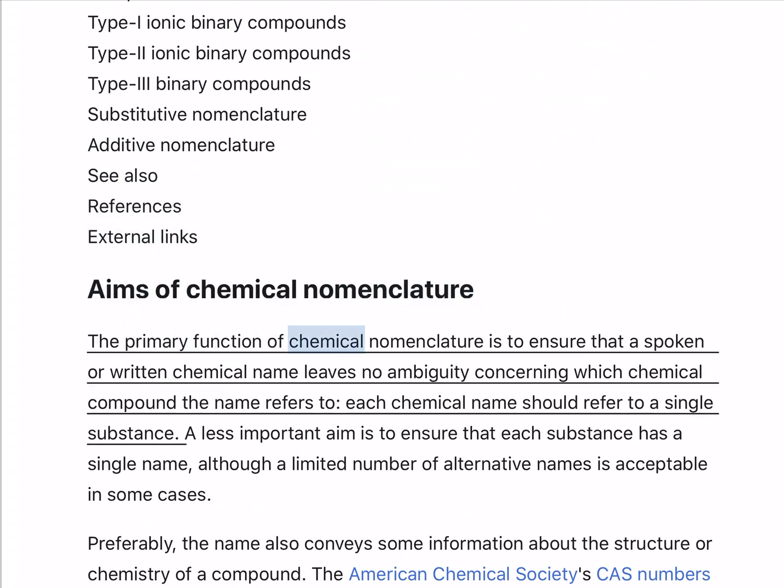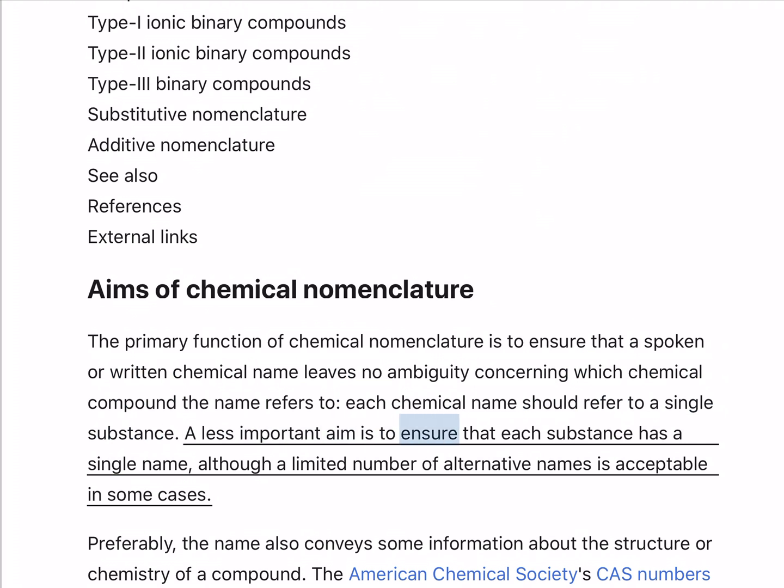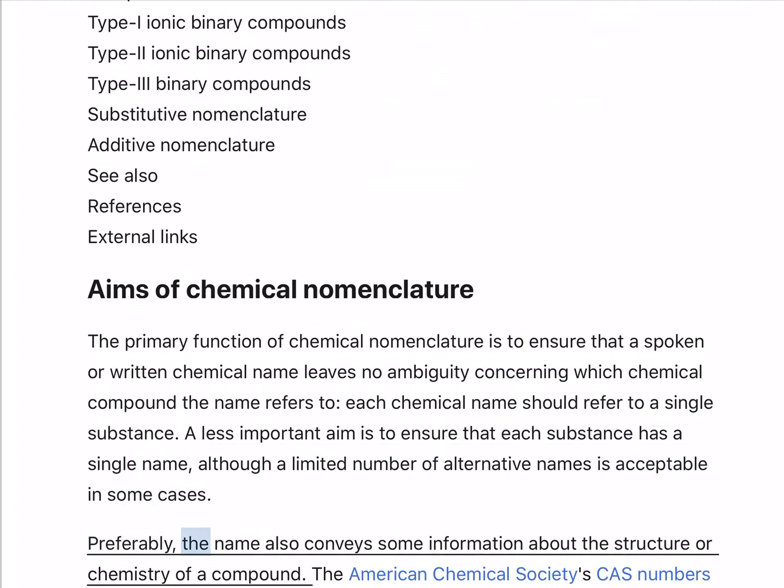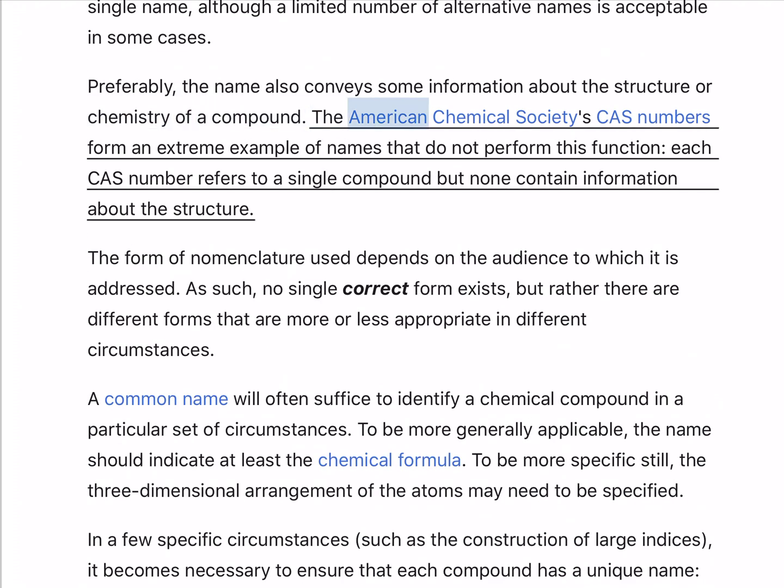Aims of chemical nomenclature. The primary function of chemical nomenclature is to ensure that a spoken or written chemical name leaves no ambiguity concerning which chemical compound the name refers to. Each chemical name should refer to a single substance. A less important aim is to ensure that each substance has a single name, although a limited number of alternative names is acceptable in some cases. Preferably, the name also conveys some information about the structure or chemistry of a compound. The American Chemical Society's CAS numbers form an extreme example of names that do not perform this function. Each CAS number refers to a single compound, but none contain information about the structure.